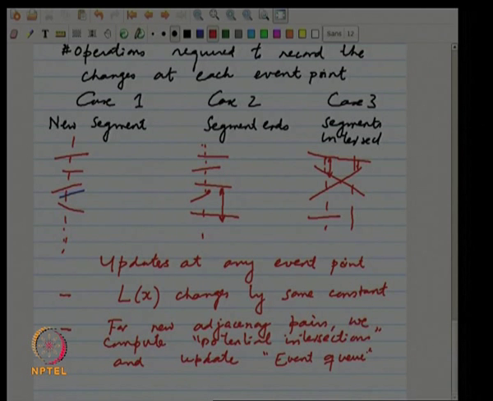So, when we have to update this information at any event point, we need to update these sorted sets. In other words, we need to update some kind of data structures. So, what is the standard data structure for maintaining sorted sets? You just maintain some kind of dictionary, whether it's an AVL tree or a skip list or whatever. So, you basically need a dictionary data structure.